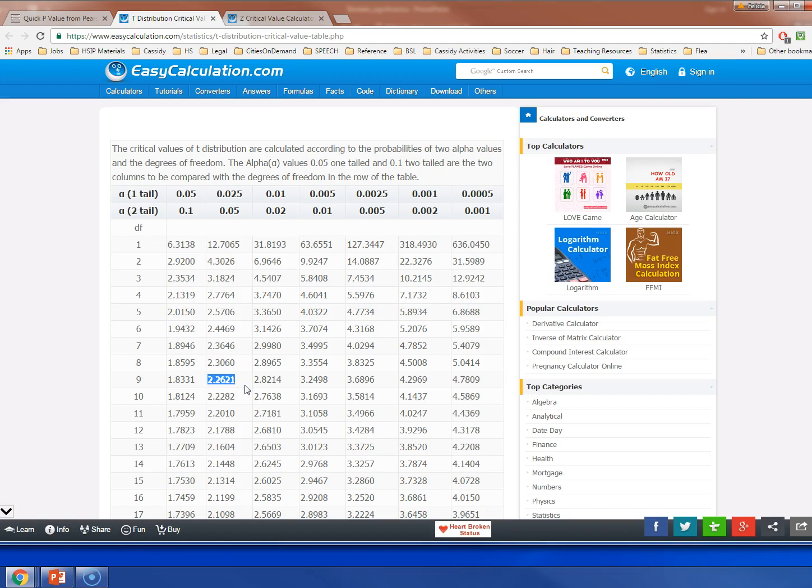So our critical value for this test is going to be 2.2621. Now, if we have a two-tail test, this is going to be plus or minus 2.2621. If we have a one-tail test, it's only going to be the direction that we're looking for the difference, greater than or less than. But with a two-tail test, we have rejection region in both ends, so it's going to be plus or minus 2.2621. That would become our critical value.